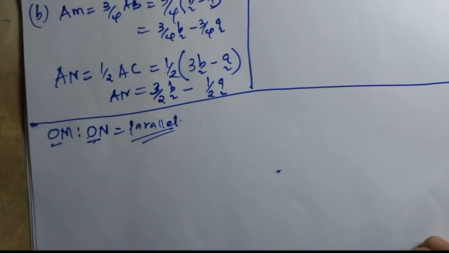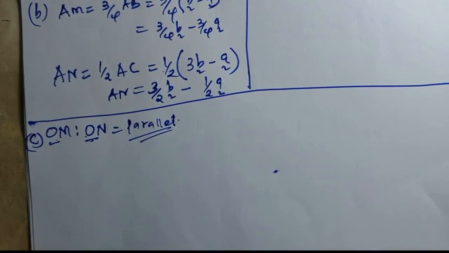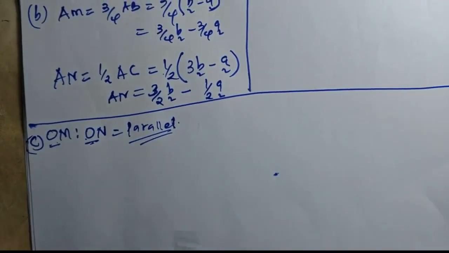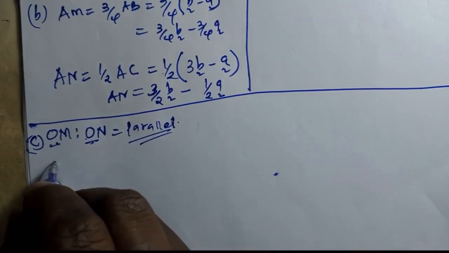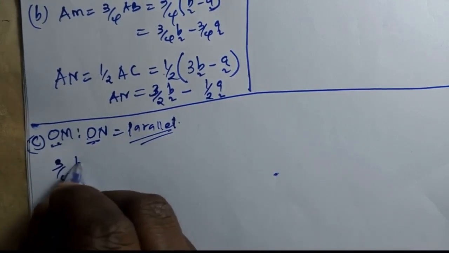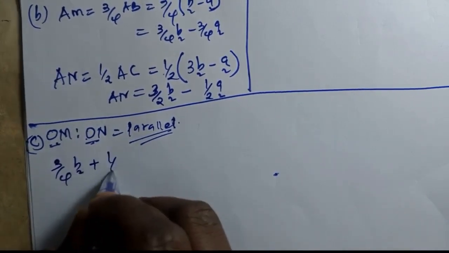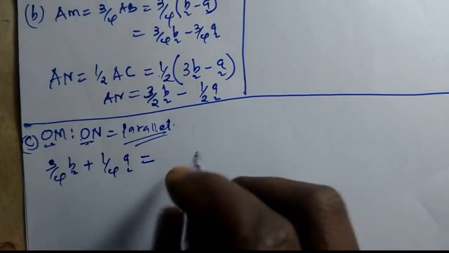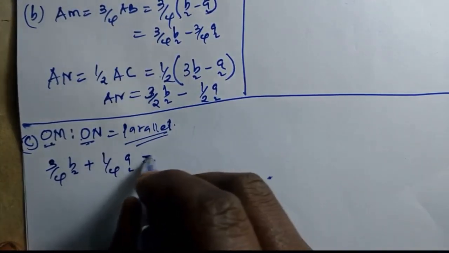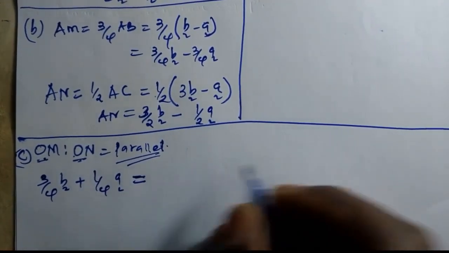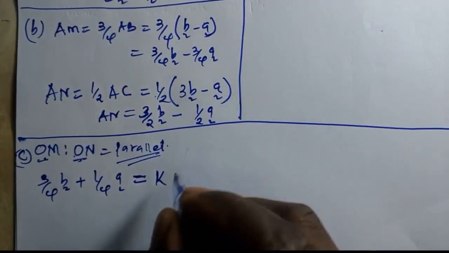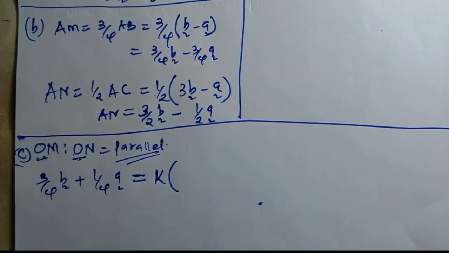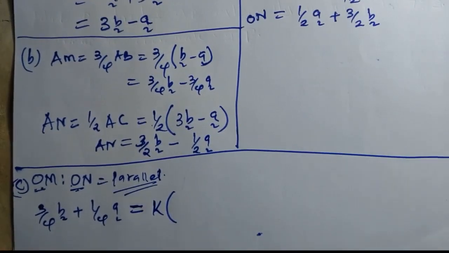Let's show now. We are on part C. We show that they are. So we have OM equal to 3 over 4 B plus 1 over 4 A, which is equal to, we can now introduce a constant K, which would equal to K ON.